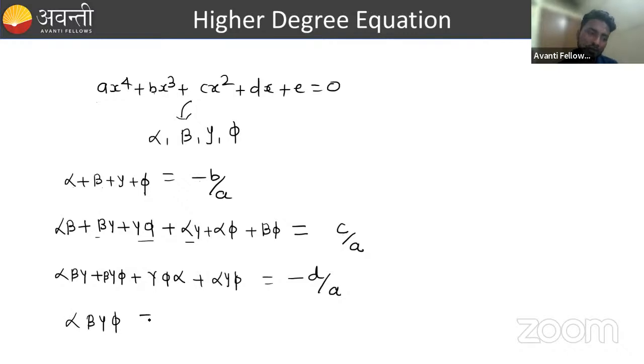And then if I take the product of all 4 roots, what will it become? It will become e by a. So now you can see the pattern. You can write all the combinations, but it does not go up to 4, you have to just remember until 3, okay. So I hope it is clear to all of you, right?